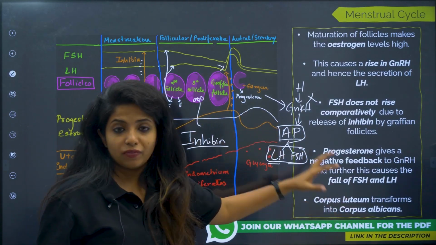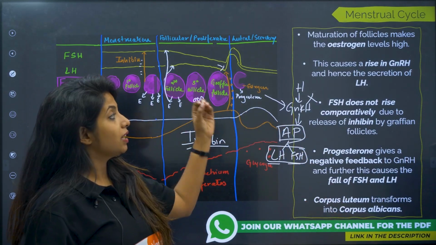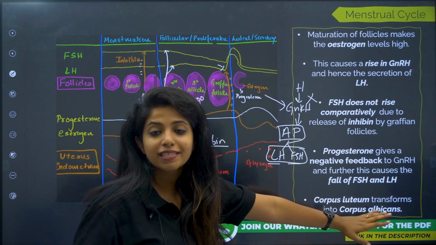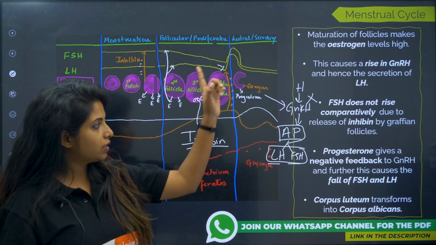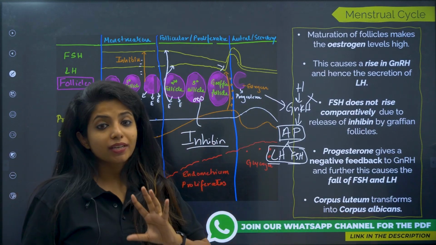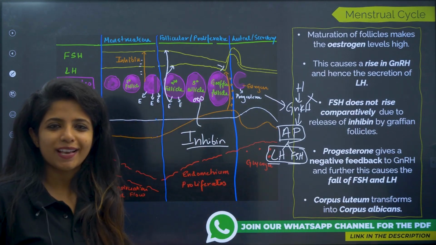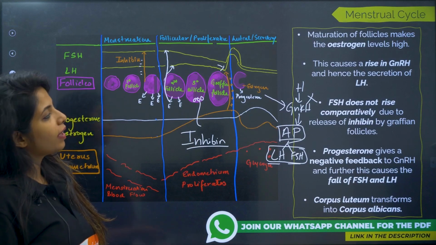Now corpus luteum, basically when we say that it is disintegrating, it is transforming into something that is known as corpus albicans. That's all I wanted to tell. So these are the extra points that you want. If you want, you can take a screenshot, or obviously you get the PDF as well. Yeah. Now we go ahead.